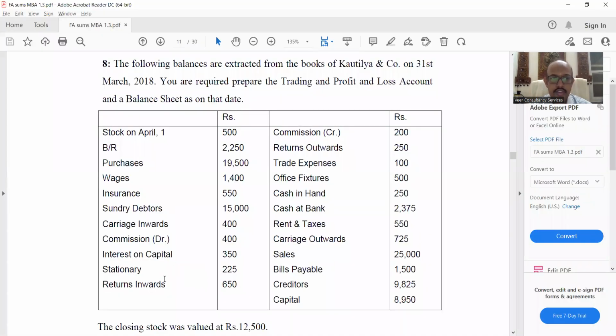Then we have stationery. Stationery is also an expense. It's a profit and loss item. So we'll write over there stationery, profit and loss on the debit side.